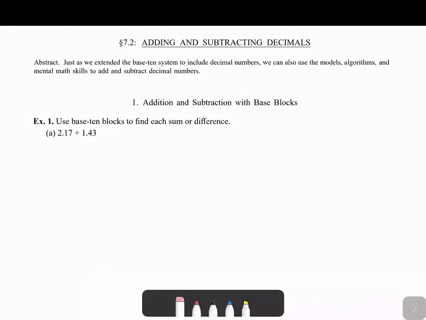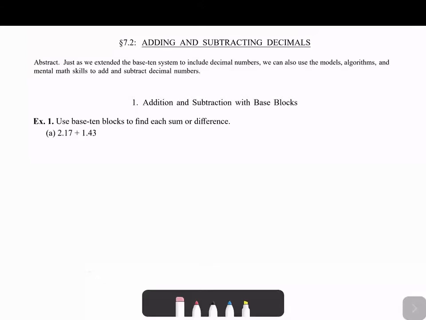Section 7.2, adding and subtracting decimals. So just like in section 7.1, we extended the whole number system to include decimals by using the base 10 system, right? Because every decimal place is 10 to a negative power, or a fraction with a denominator as a power of 10. So we extended the base 10 system, our whole number system, to include decimals.